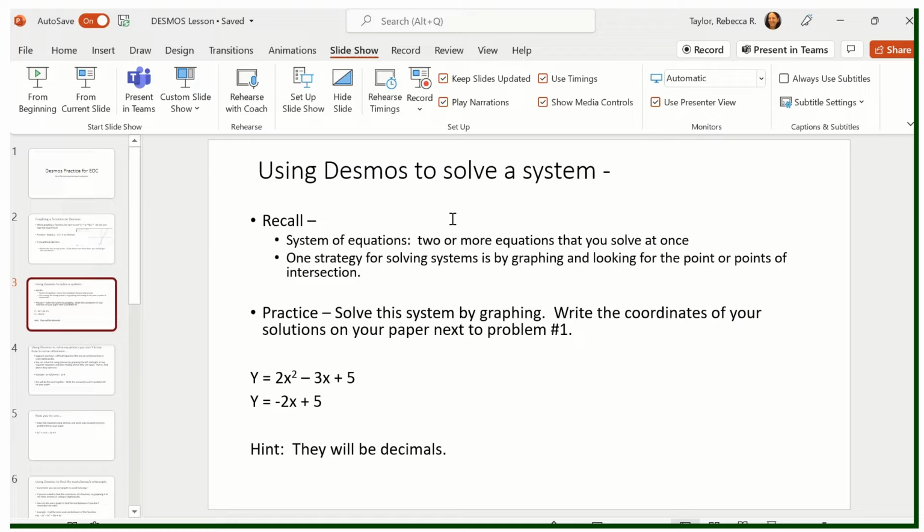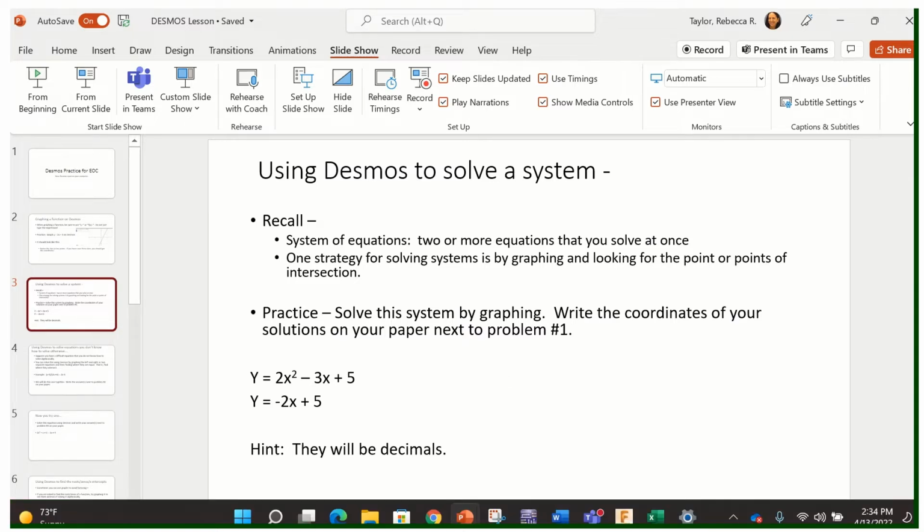One strategy for solving systems is by graphing and looking for the point or points of intersection. However many points of intersection it has, that's how many solutions it has. So practice, suppose you had a system that looked like this. This is a quadratic, and then this is a linear one. And then what you need to do on a piece of paper is put your name on your paper, and write number 1. And then I want you to solve that system.